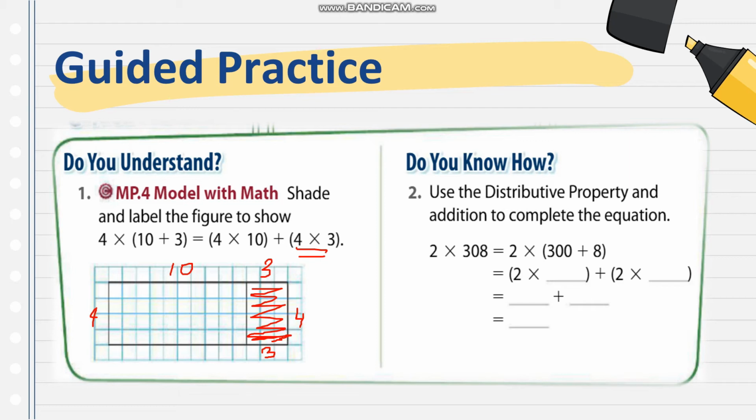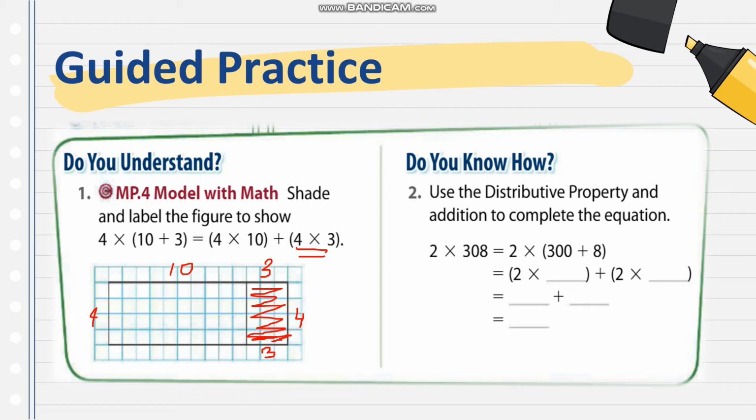And 4 multiplied by 10 is equivalent to the unshaded part. So that is 4 multiplied by 10, which is 40, and 4 multiplied by 3 is 12. 40 plus 12 is 52. So it means all these squares are equivalent to 52.